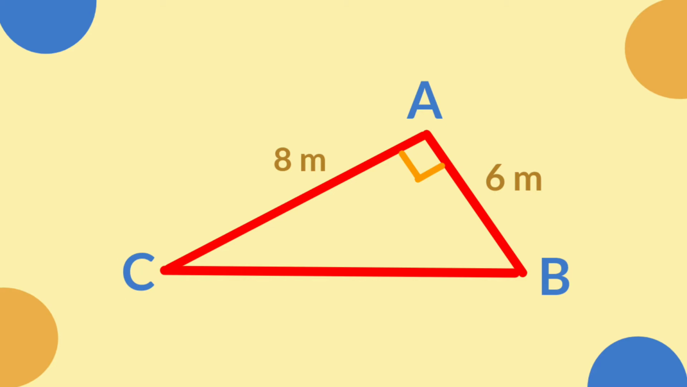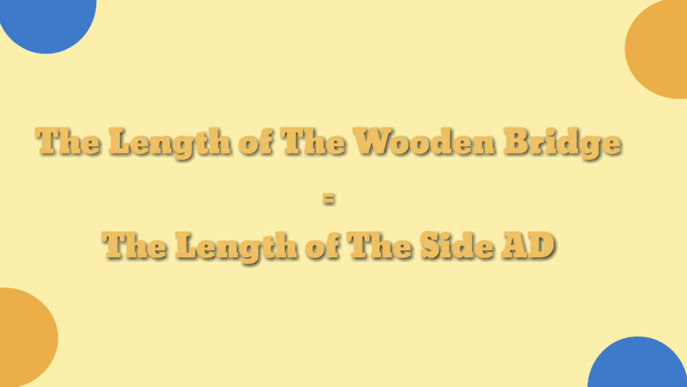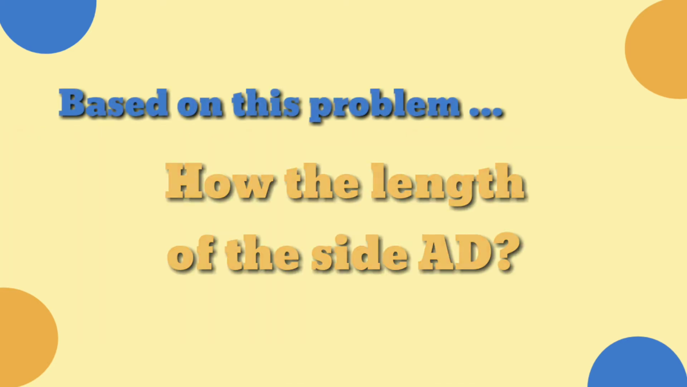Next, see the rules. First, the park will be divided into two areas using a wooden bridge starting at a 90-degree angle. That means the wooden bridge starts from vertex A. Second, the wooden bridge is perpendicular to the wall that is opposite the corner. That means the wooden bridge ends at this vertex. Let's say vertex D. So, we can say the length of the wooden bridge is equal to the length of the side AD in this sketch. Based on this problem, we need to find the length of AD.